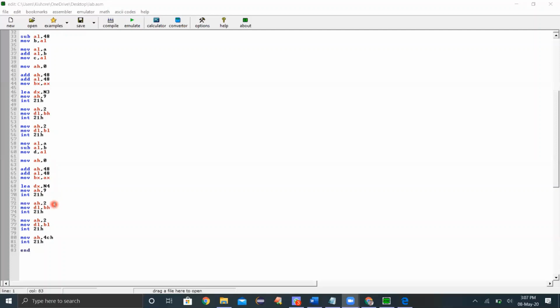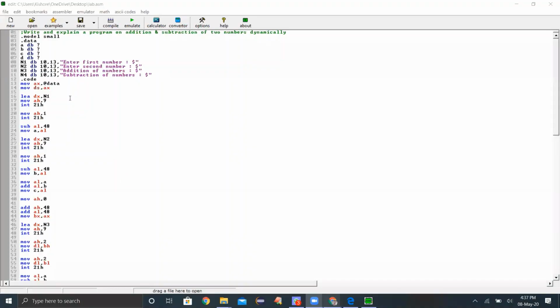So AH comma 2 means printing of the subtracted value. AH comma 2 means the higher order digit of the subtraction value is printed, and the BH value is stored in DL. And again AH comma 2 means the lower order digit of the subtraction value, BL, is stored in DL. The program is completed. We need to terminate the program by using this interrupt, MOV AH comma 4CH, INT 21H. Now we use END to end the program.